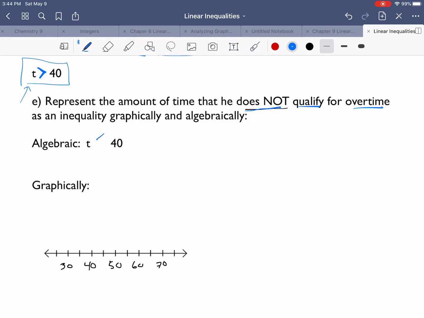Remember that the less than sign points at the t, okay, because it's not bigger, and we're going to use the equal sign. So the algebraic statement for him not qualifying for overtime pay is his time is less than, which is why I use this sign, or equal to 40. Okay, so his time was less than or equal to 40, because he could work 40 hours, but he won't get paid overtime for it.